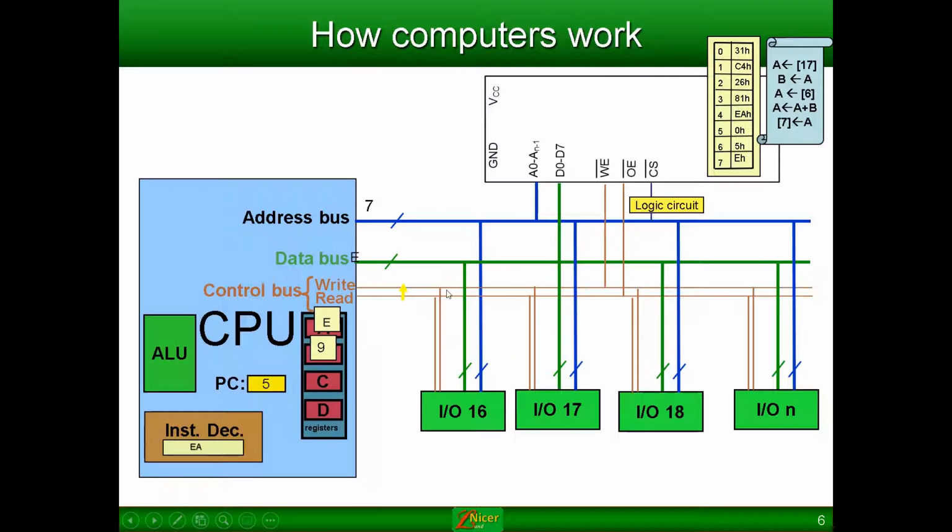So first we were reading and then performing all of our processes in the ALU, and the final instruction was to write. So our bus has changed to a write bus and our values are stored.